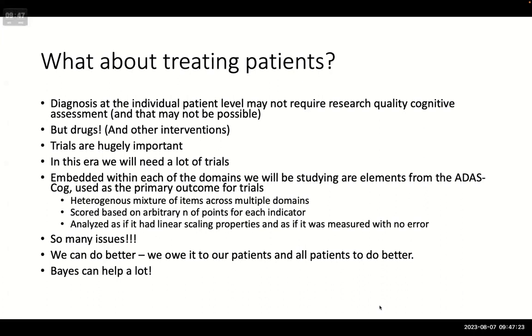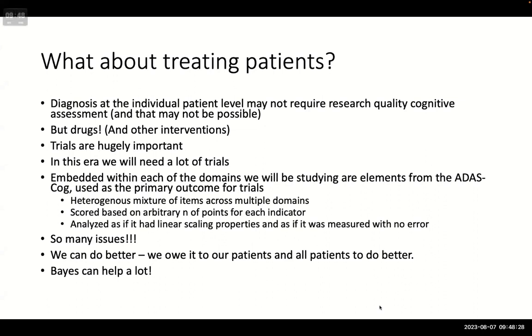And we want to treat people with drugs and other interventions. And trials are incredibly important and will be more important now in this era where we have the beginnings of medications that can actually have an impact on the biology or on some aspects of the biology. There's so much that we're going to learn in the coming years. And embedded within each of the domains we'll be studying here are elements from the ADAS-Cog. And that's important because the ADAS-Cog is the instrument that the drug companies use to determine whether they think their drug is working. And they use it with a total score. The ADAS-Cog combines multiple elements from multiple different aspects of cognition together in one global cognitive score that is on a classical test theory model. And it's so bad. It's analyzed as if it had linear scaling properties and as if it was measured with no error. There are so many issues, and we can do better.